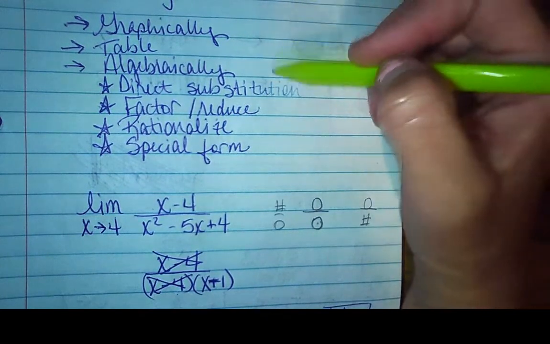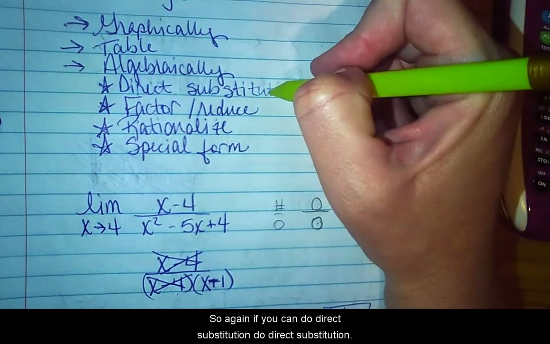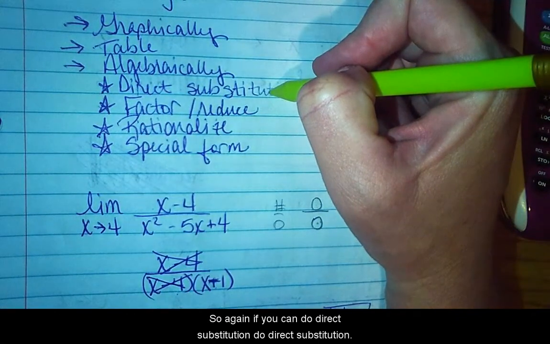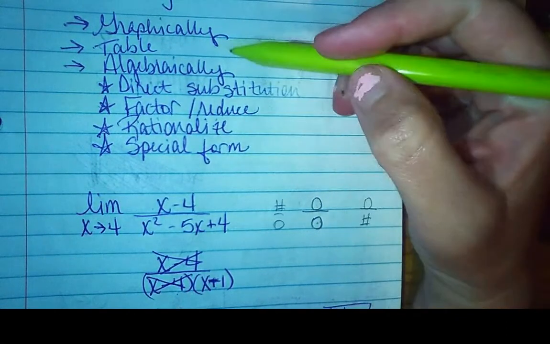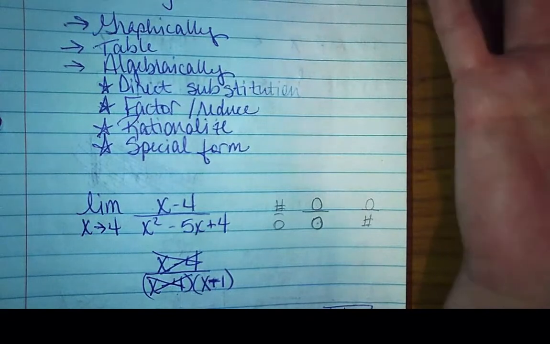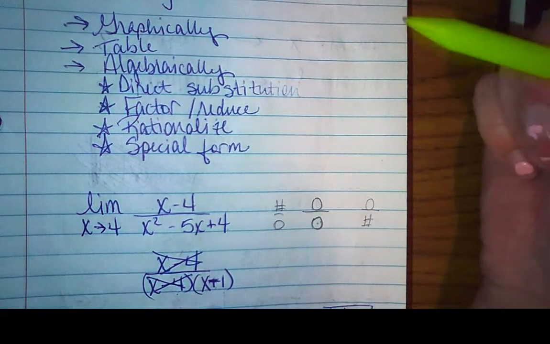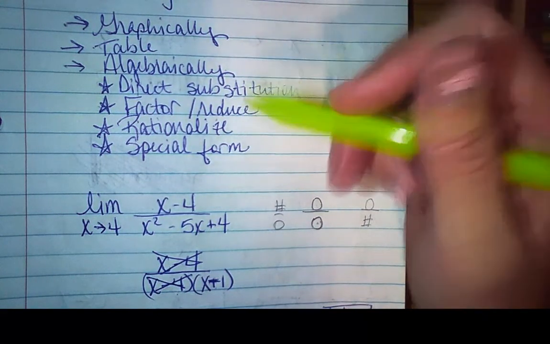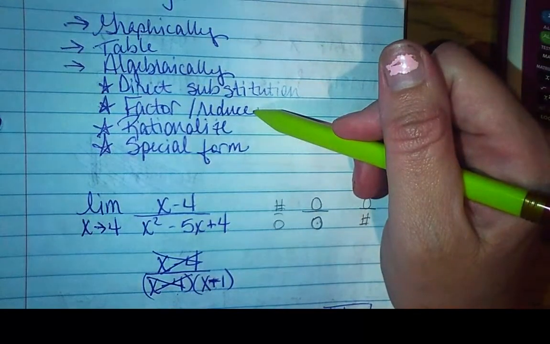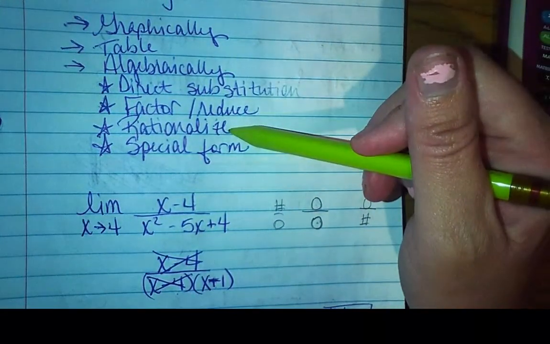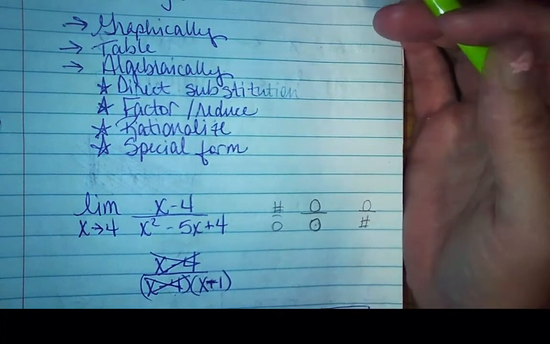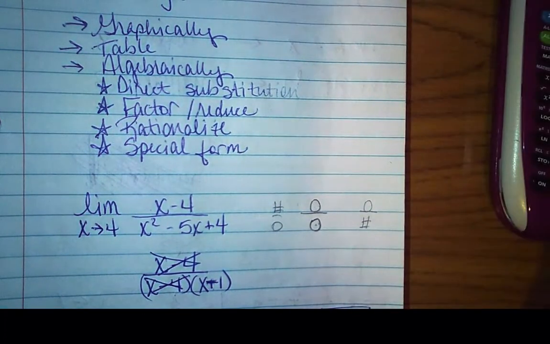So again, if you can do direct substitution, do direct substitution. If for some reason that goes to be undefined or it's indeterminate, anything like that, then we may need to try something else. So you can factor and reduce and see if that works. We may need to rationalize. We may need to see if it's a special form, something like that. But for the most part, our first question is going to be, what is your standby? You should always try direct substitution first.